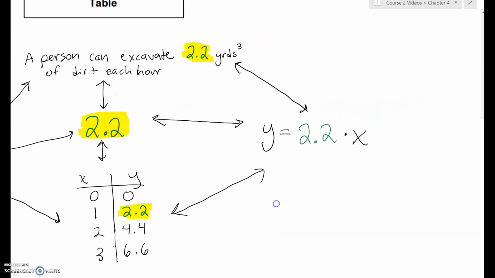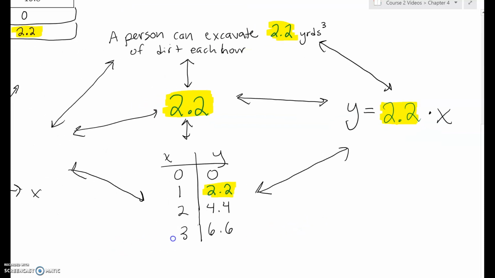From the table, we can come up with our equation. You don't need to do this in this order, but for 1 hour, it's just going to be 2 2/10. If it was 2 hours, we would times that by 2, so we would put 2 in here. If we wanted 2 hours, we would just plug in the number 2 and get 4 4/10. If we wanted 3 hours, we could plug in 3 and get 6 6/10. If we wanted 12 hours, we could plug in 12, and 12 times 2.2 would get us the amount of dirt we could dig. So that's our equation.